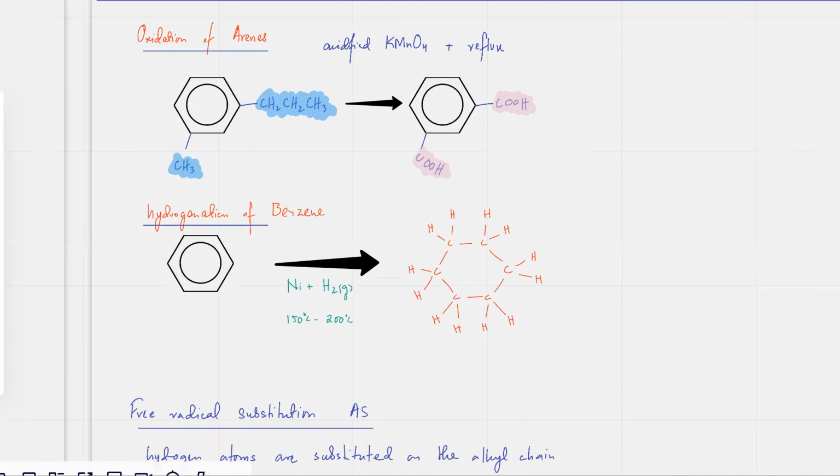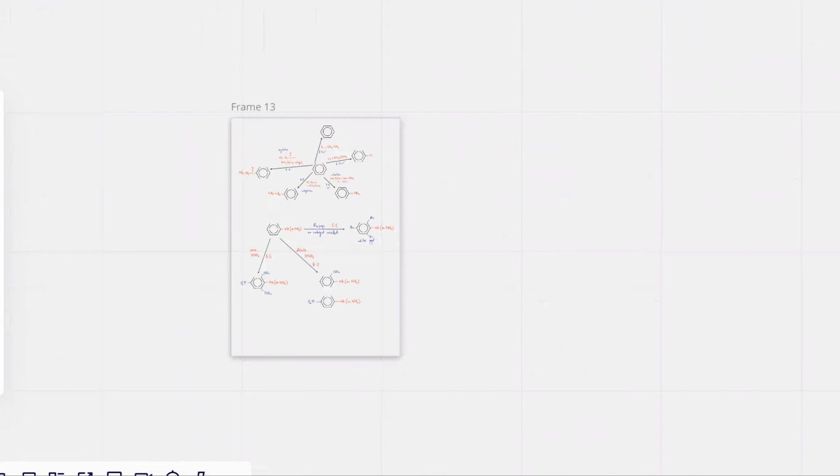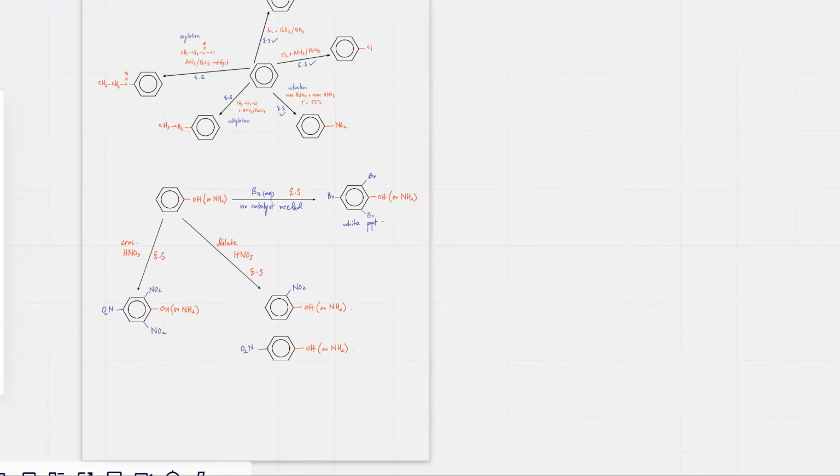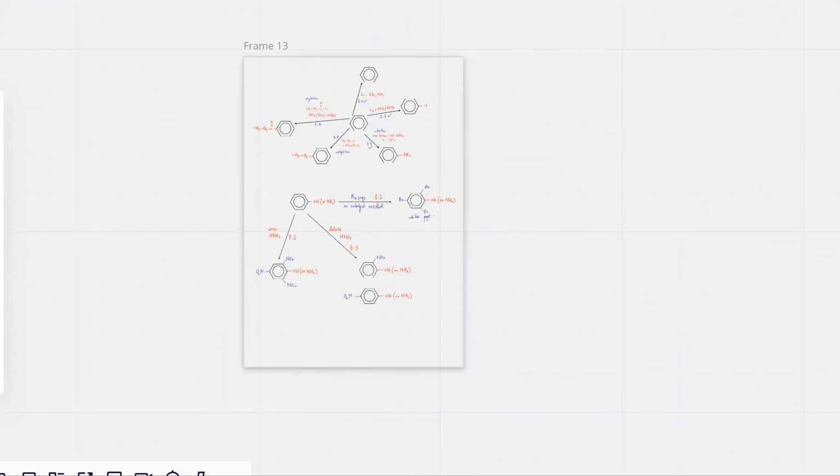So let's add that to the chart, both of these reactions. I'm going to add this to the chart as well. Just a second. So this one, we can add, let me make this bigger.